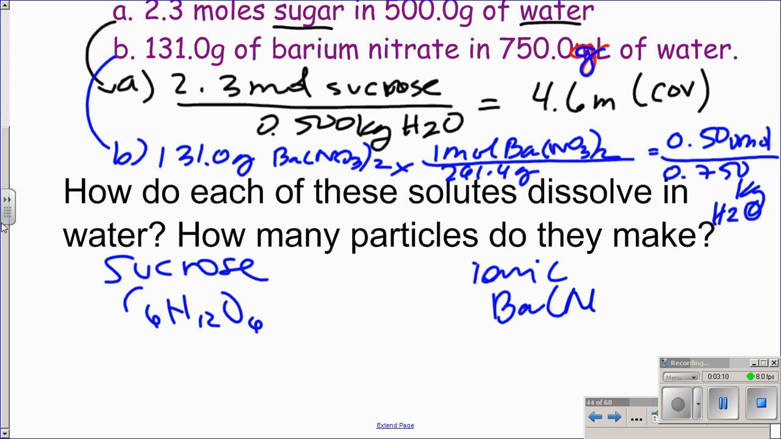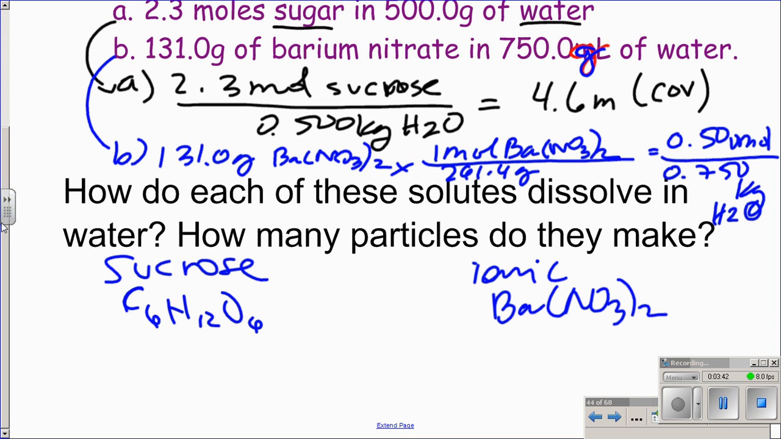Barium nitrate is ionic. Ba(NO3)2. How many ions does this break into in solution? Did you hear me say ions? Hold on. Did you hear me say ions? Is that ionic? If it's not ionic, it does not make ions. Is it ionic? No. So how many ions does it break into in solution? 0. So it stays as 1 molecule, yeah? It stays as 1 molecule.